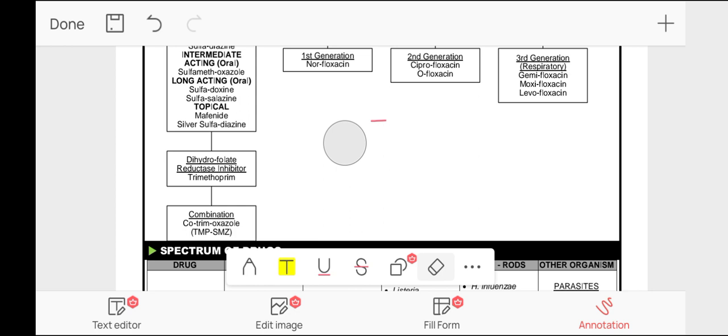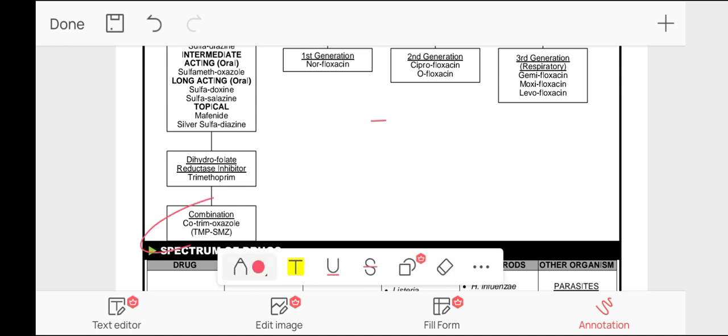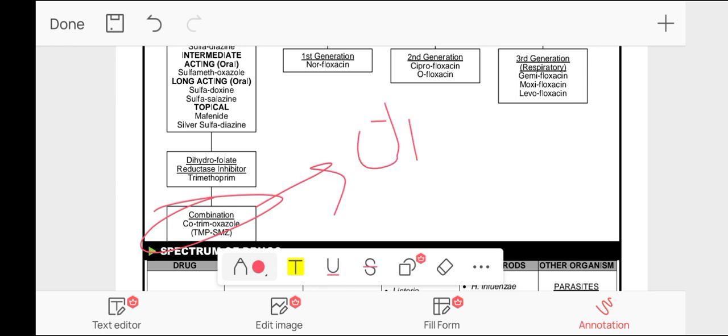Now, let's talk about trimethoprim sulfamethoxazole, which is also called cotrimoxazole. What are its clinical uses? This drug is effective orally. It is used in urinary tract infection (UTI) and also for Haemophilus influenzae and Moraxella catarrhalis, which cause infections of the respiratory tract, ear, and sinuses.